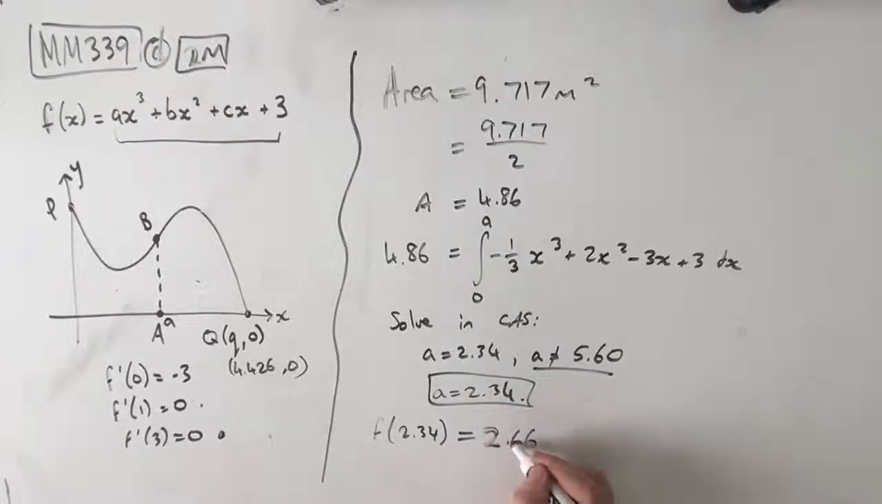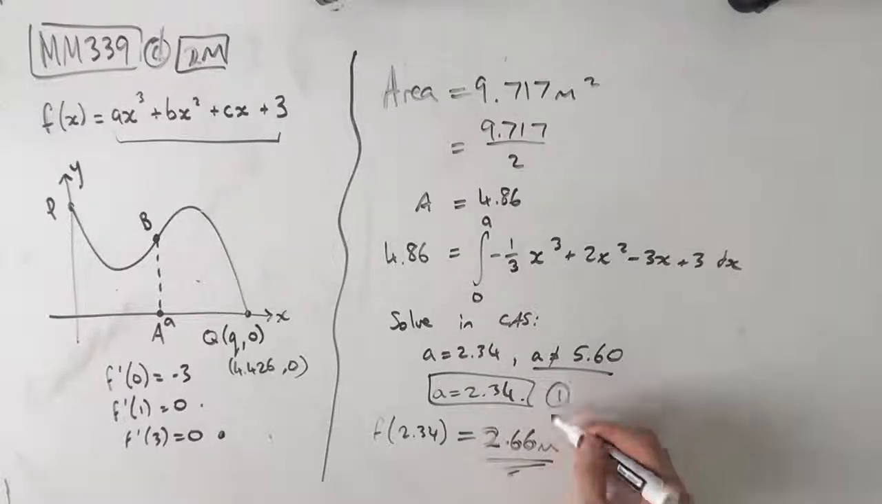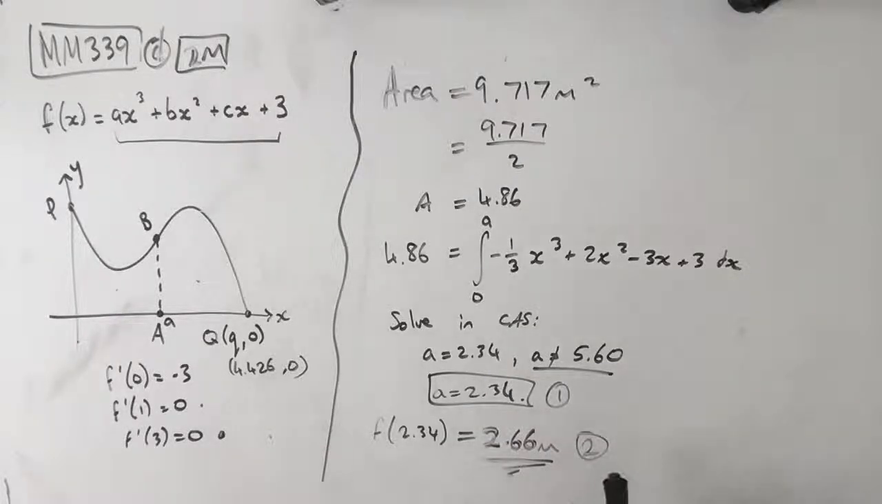Sorry guys, my marker's running out. 2.66 meters, okay? So don't forget your units there. Our first mark is when we find our value of A, and our second mark is when we state the length of the fence that's required to make that happen. Awesome, that's it for part D, guys. Let's move on to part E.